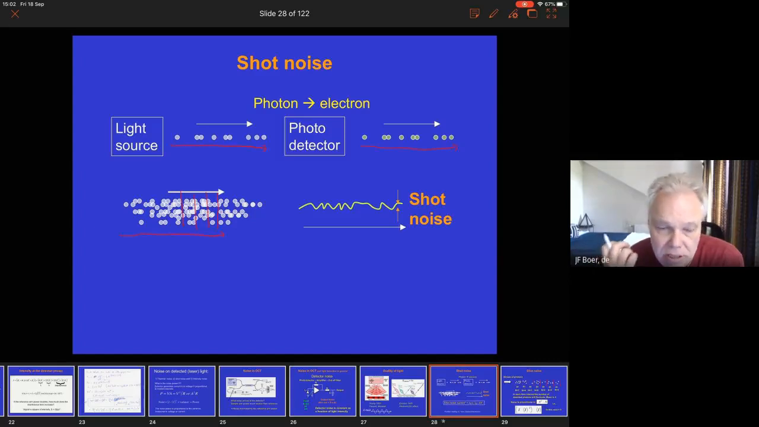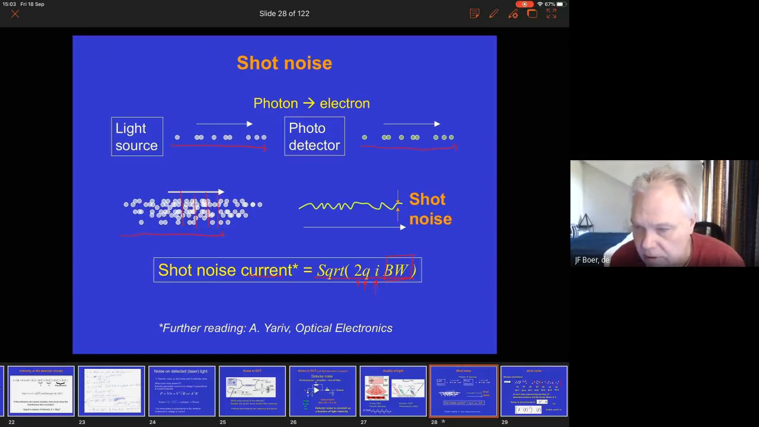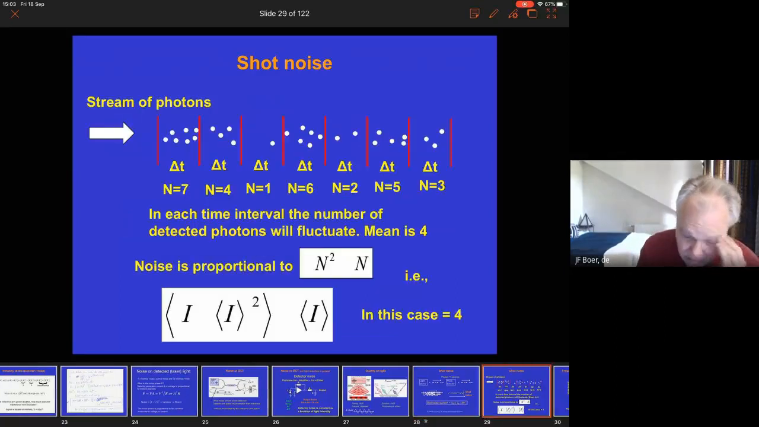You cannot change it. Shot noise is always present. There's no way to get around it. It's a really fundamental noise term. The noise current is given by the square root of 2 times q, the basic electron charge, times the current times the bandwidth, in units of hertz. So do I analyze my noise in a 10 hertz bandwidth or in a 100 kilohertz bandwidth? That makes a difference for the magnitude of that noise term.